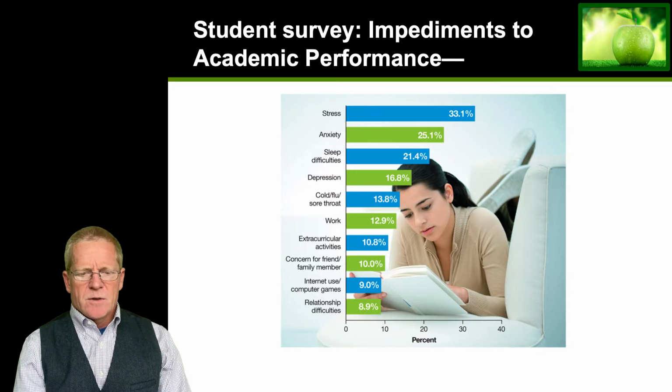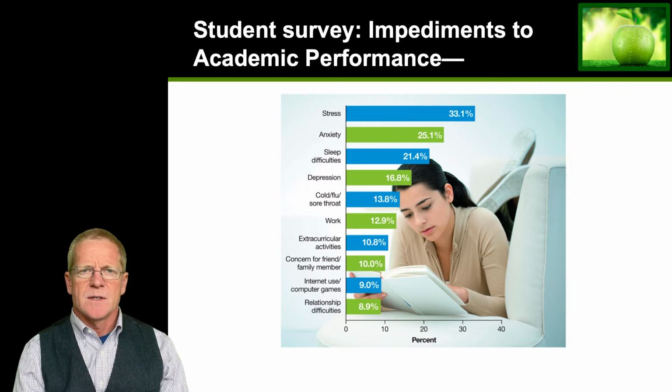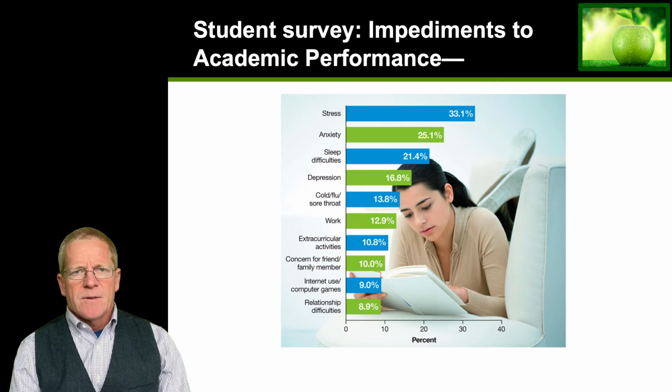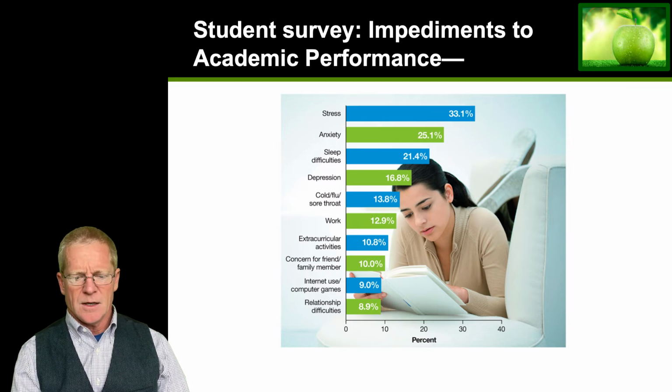So when students are surveyed, the impediments to academic performance that are most commonly described are stress and anxiety. A lot of students find that stress and anxiety also lead to sleep difficulties, sometimes depression, and often illness. So these are the main factors that we're going to talk about managing: stress, anxiety, and through that improving our sleep, our overall health, and managing workloads.